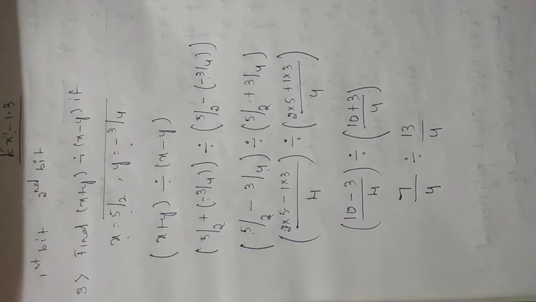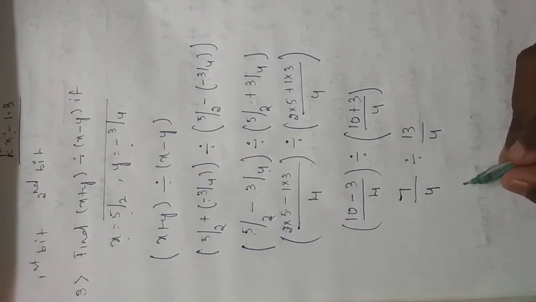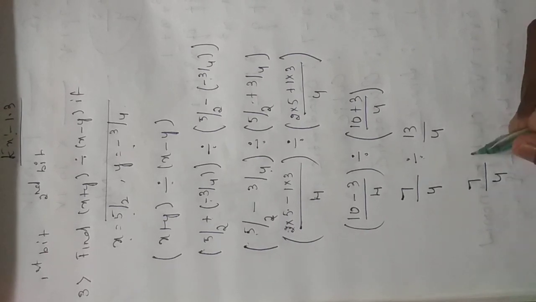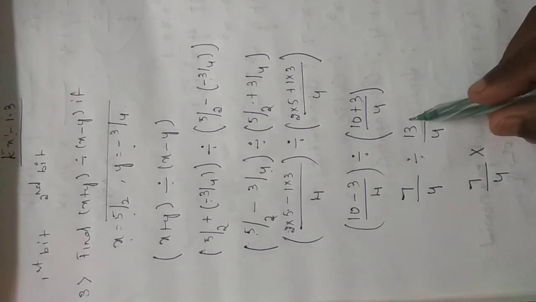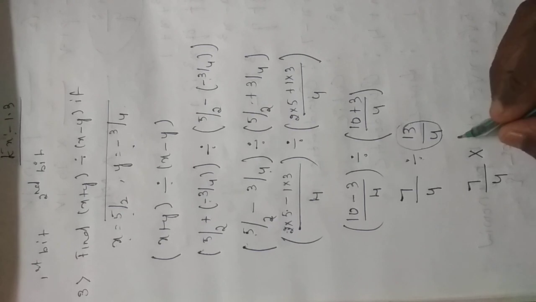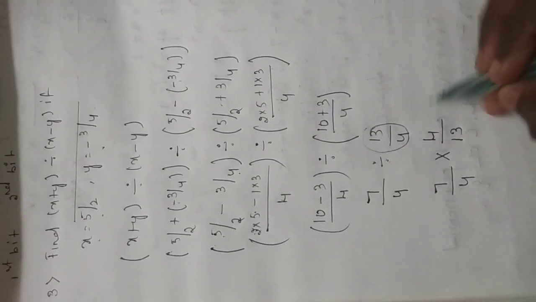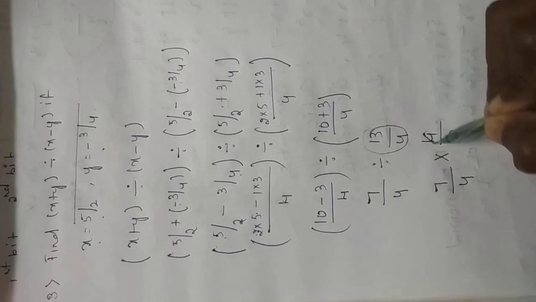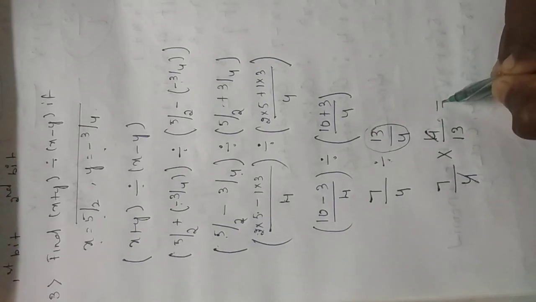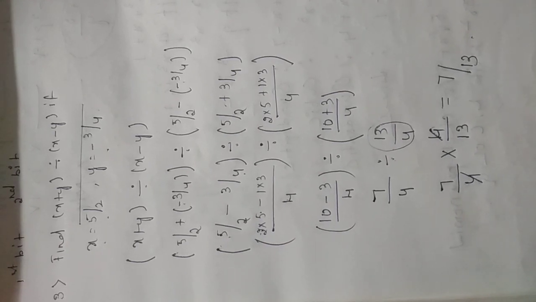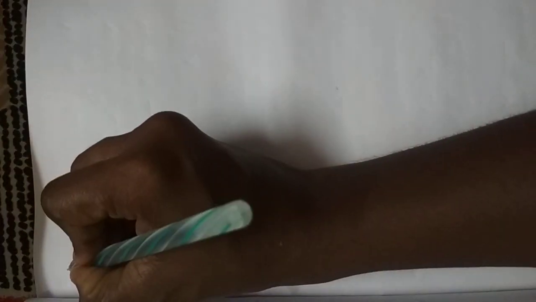Okay. And in 6th class or 7th class you studied that if we remove the division and keep the multiplication, this will become the reciprocal. Reciprocal is nothing but the numerator will become the denominator, and the denominator will become the numerator. 4 and 4 will get cancelled. The answer is 7/13. Next sum you do.